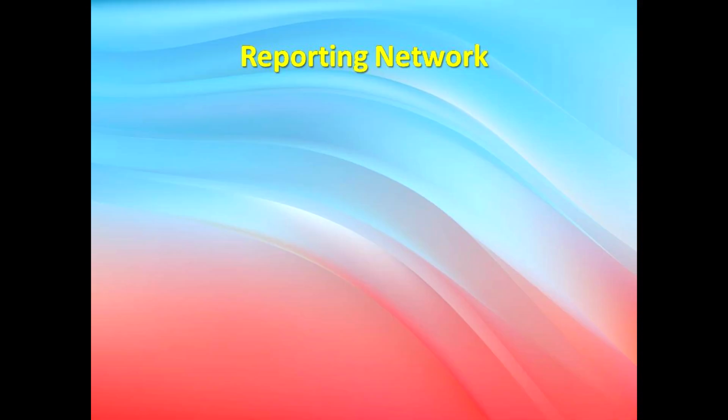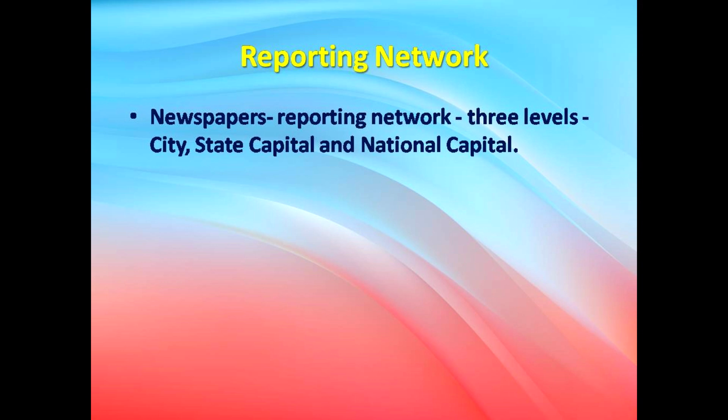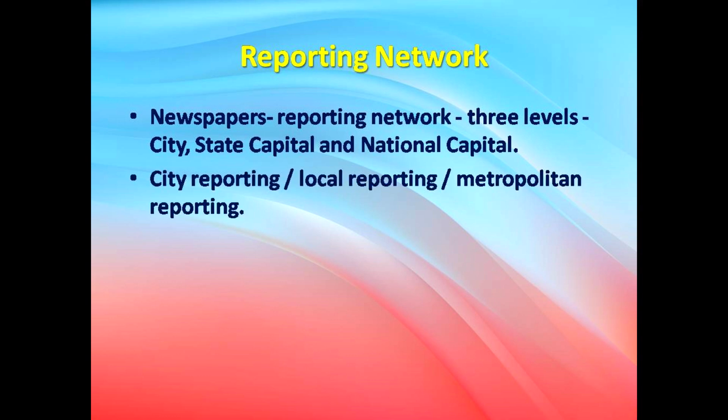Then when we talk about the reporting network, it is important to understand the network from the point of view of different media. If I talk about the newspaper business in particular, then a reporting network operates at 3 levels. One is the city level, one is the state capital, and the third is the national capital. Now, city reporting, which is also called local reporting or metropolitan reporting, is the reporting of the particular city or place where the newspaper office and headquarters are based. So all the city reports would carry news from the areas surrounding the newspaper office, the entire city and the state.